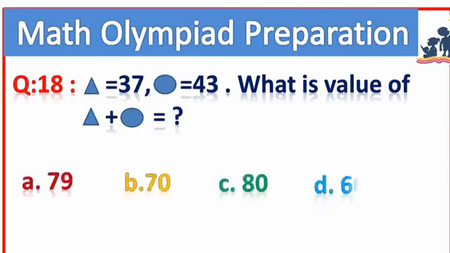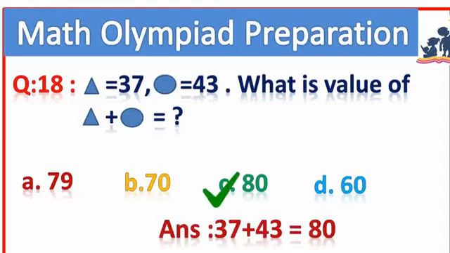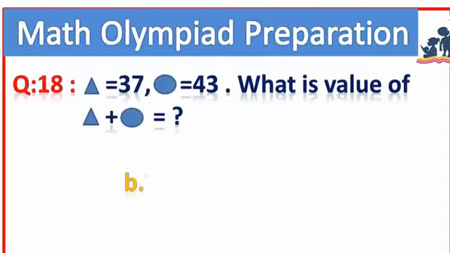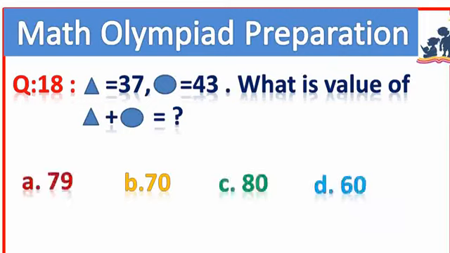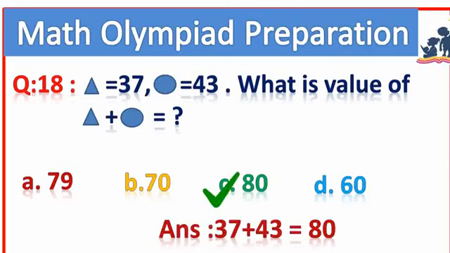Question number 18. Symbol is equal to 37 and the next symbol is 43 is equal to 43. What is the value of both the addition of the symbols? Answer is 18. Very good. 37 plus 43 is equal to 80.